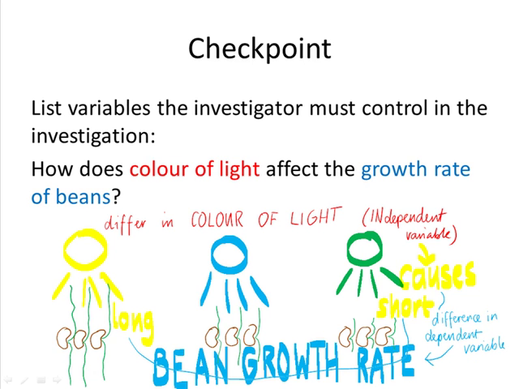How about in this investigation? How does color of light affect the growth rate of beans? What variables must you keep the same between the treatments to make this fair? So you're going to maybe have red light, green light, yellow light, and you have some beans there and there and there. So the color of light mustn't be controlled. That's got to be different between them. But what should be the same between them? Pause while you answer this.